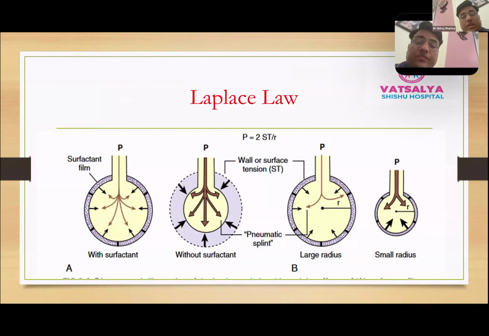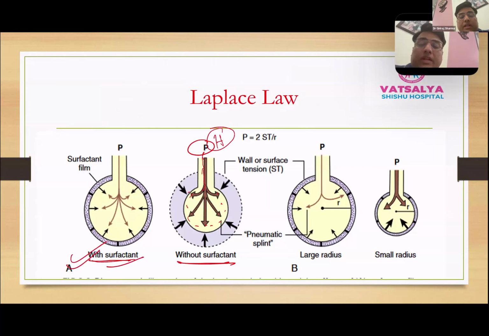This one is with surfactant, this is without surfactant. So this one is the alveoli. In the alveoli, because of the surface tension between the molecules, there will be collapse of the alveoli. And the pressure requirement to keep the alveoli open will be higher. Here, the pressure requirement to keep alveoli open will be higher.